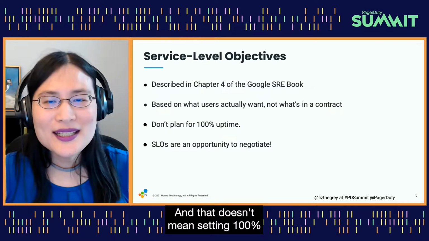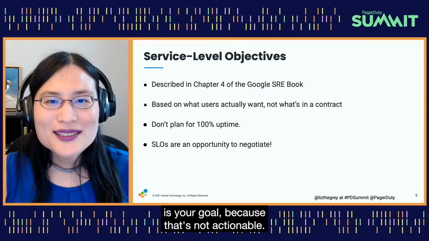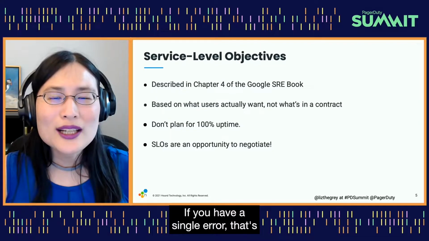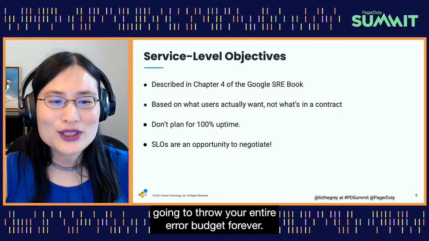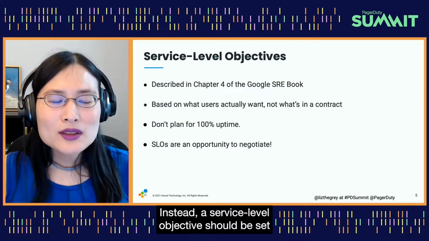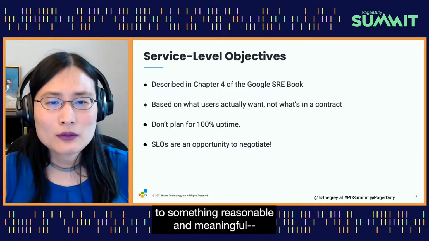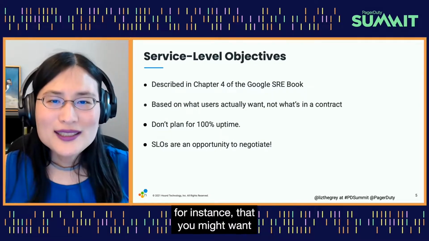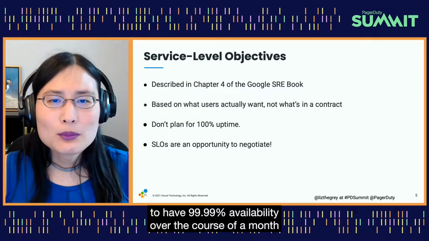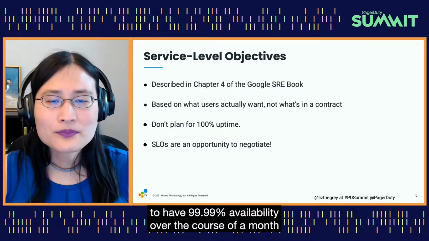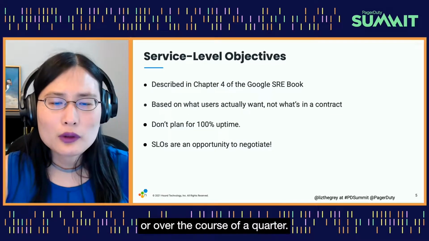And that doesn't mean setting 100% as your goal, because that's not actionable. If you have a single error, that's going to throw your entire error budget forever. Instead, a service level objective should be set to something reasonable and meaningful. For instance, you might want to have 99.99% availability over the course of a month or over the course of a quarter.